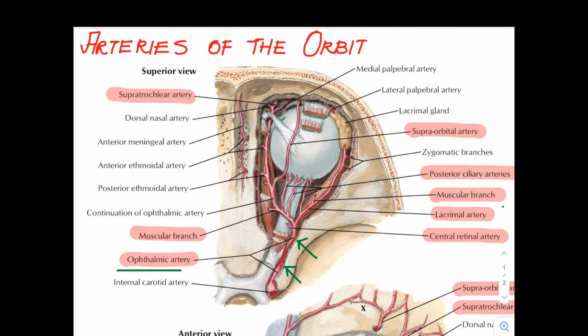The ophthalmic artery is a branch of the internal carotid artery after the vessel emerges from the cavernous sinus. It enters the orbit through the optic canal with the optic nerve. It runs forward and crosses the optic nerve to reach the medial wall of the orbit. It gives off numerous branches which accompany the nerves in the orbital cavity.